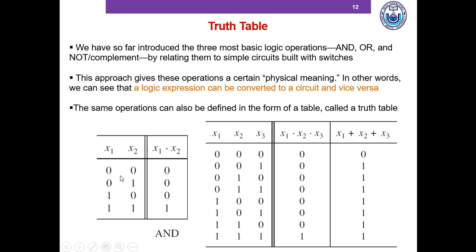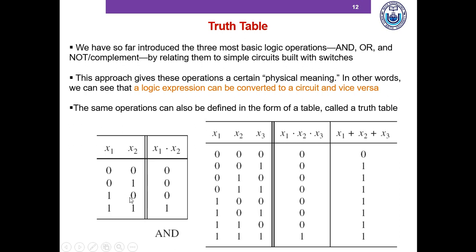In the first row of this truth table, the value of x1 is 0 and the value of x2 is 0. The binary number 00 is 0 when converted to decimal. So this is called the 0th row of the truth table. In the second row, the value of x1 is 0 and the value of x2 is 1. The binary number 01 is 1 when converted to decimal, so this is the 1st row of the truth table.